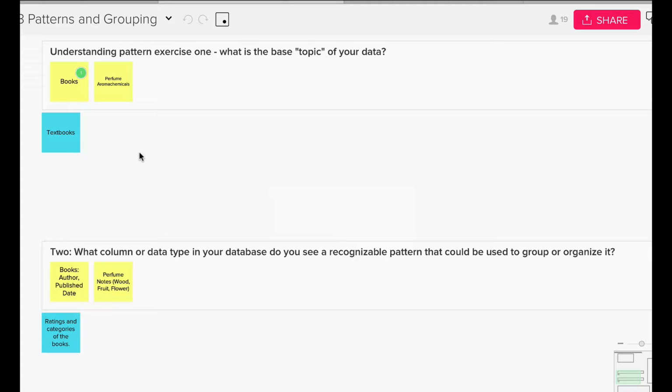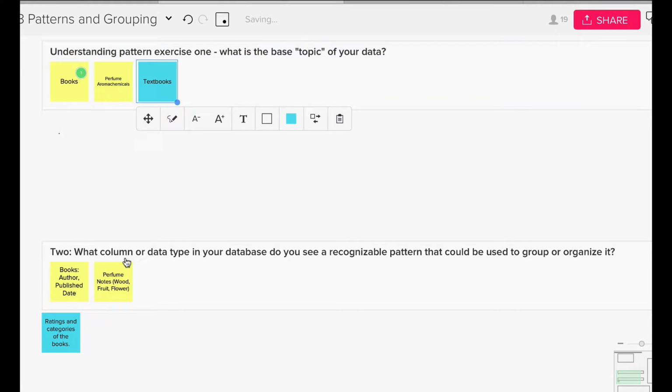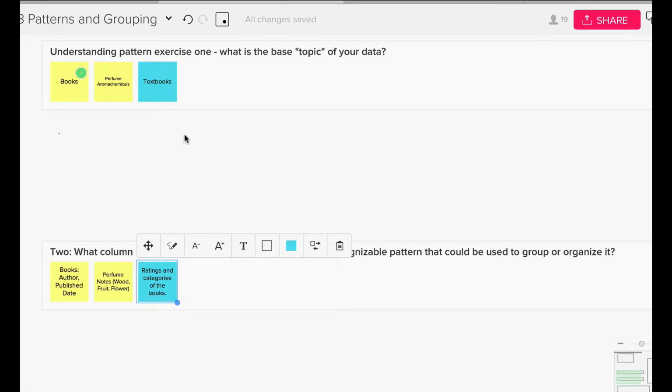And I kind of cheated a little bit. I know some people were using books. So I said, okay, if it's books, then it's books. Or in this case, somebody put in textbooks. And so let me make sure textbooks are books, but yes, maybe they have unique characteristics to them.